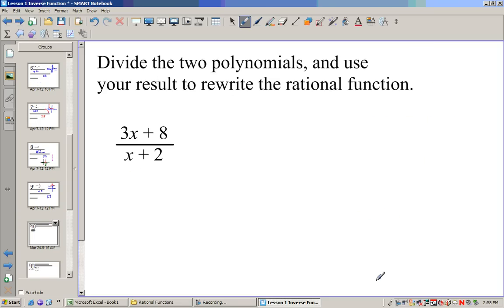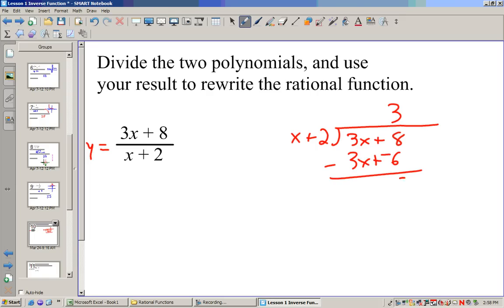Hopefully you're getting familiar with this. Now if I wanted to graph this, I don't know exactly where this one goes. It's a little confusing. So what we need to do is polynomial division. x plus 2 into 3x plus 8. This goes in 3 times, and when I subtract out, I get a 2. So this is equal to 3 plus 2 over x plus 2.